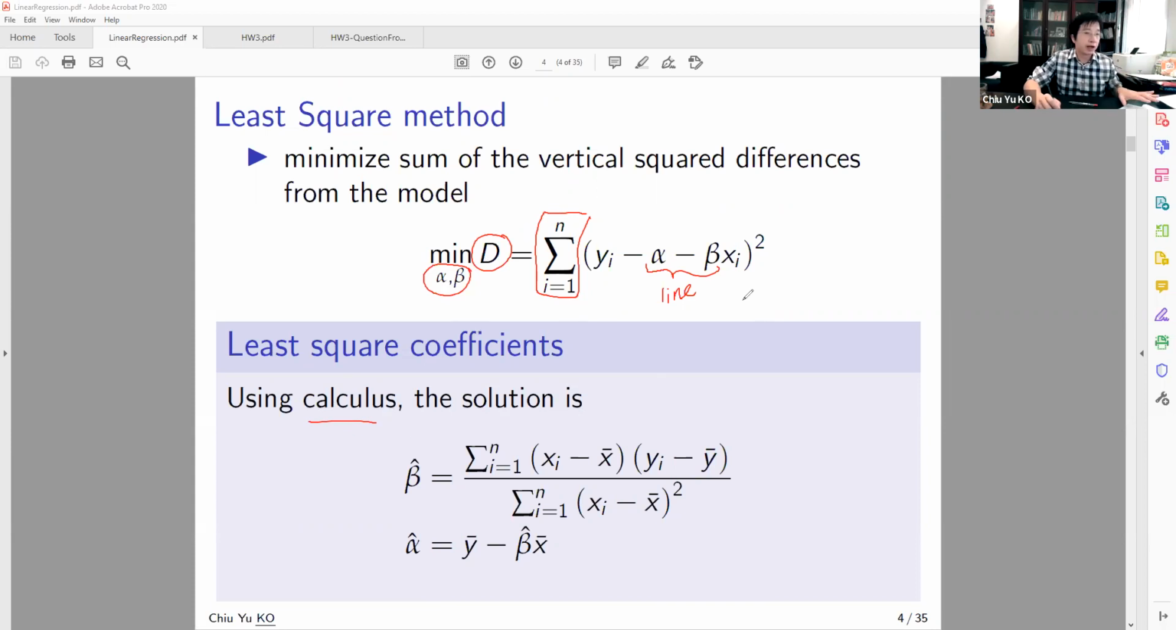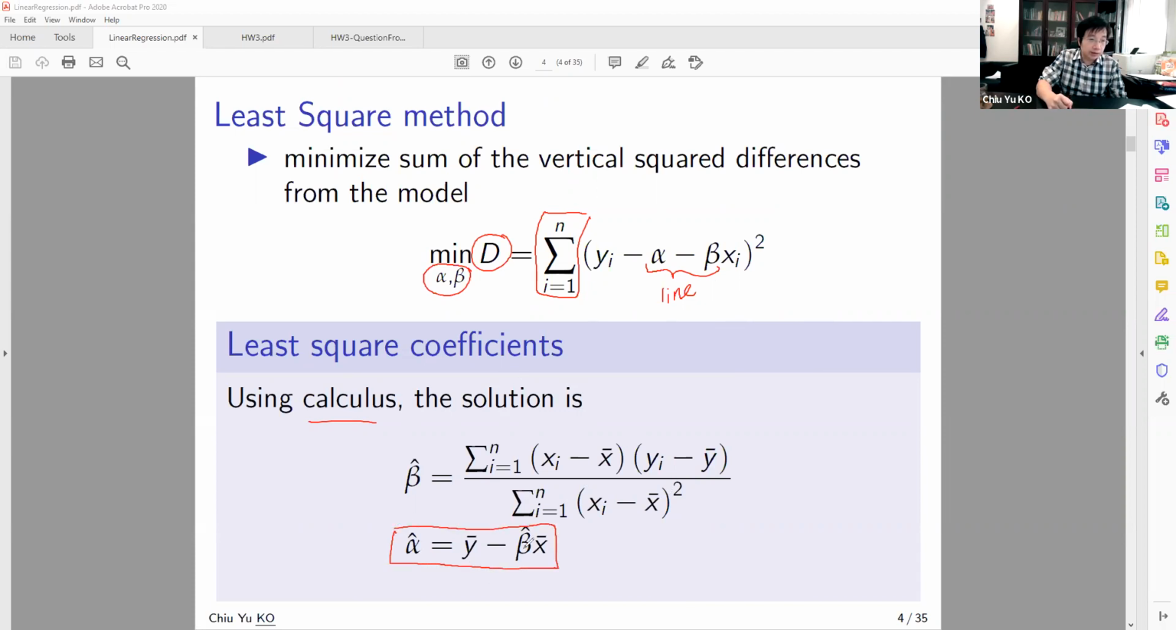We'll just try to go over the calculus, but we're not going into detail. This is quadratic in x and y, so you will see the first order condition will satisfy the requirement. But anyway, let's see how we do it. Here is the solution. We'll derive it, but first, let's look at the result here.